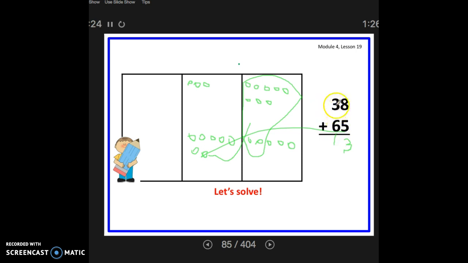All right, so now I have 3 10s, 6 10s, and 1 10. How many is that? Well, there's 1, 2, 3, 4, 5, 6, 7, 8, 9. Oh, it's 10. All right, so I'm going to circle them.